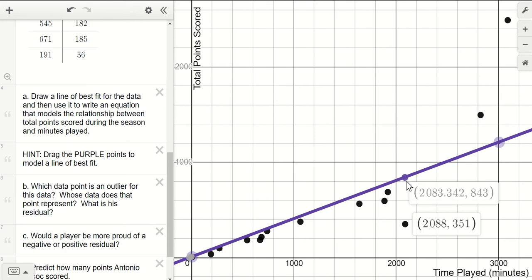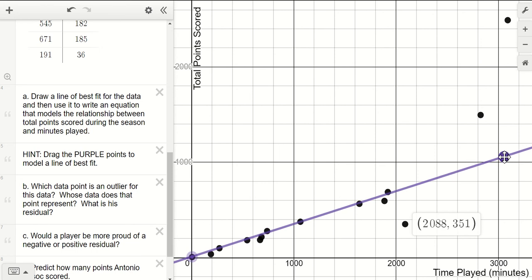351. So the difference between those two numbers, right? You would take the 845. Well, actually, we take the actual. So the actual is going to be 351, and we would subtract the predicted of 841 to come up with the residual. Again, that's just for this line that you're looking at right here, which I don't think is a particularly good line. But if you're asked to find the residual for an outlier, it says what data point is an outlier for this data?